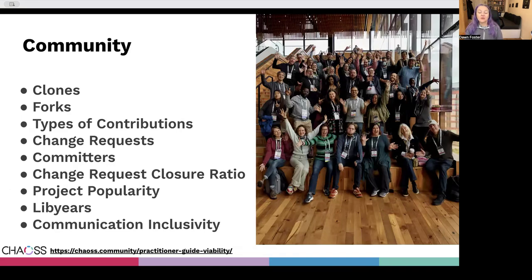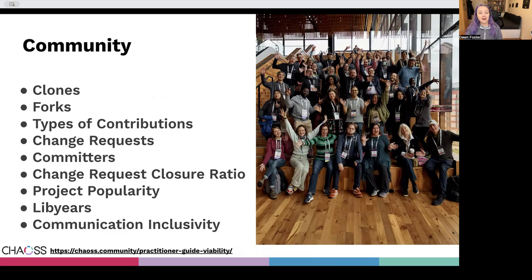The community is a critical part of assessing the viability of an open source project. Is the community active and engaged in productive discussions around the project? Are they helpful when people have questions or problems? Are they welcoming for new contributors and new users? Do they treat each other with kindness and respect? Metrics like clones, forks, and project popularity don't tell you much about the health of a project, but they can indicate that there's interest in using and contributing to the project. And projects with good adoption and an active community can be an indicator of viability, especially if these metrics are growing over time. Types of contributions is a particularly important type of metric for viability.